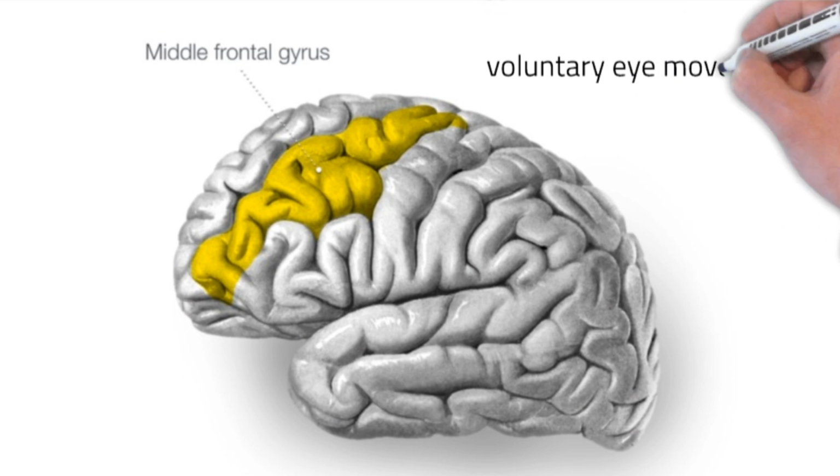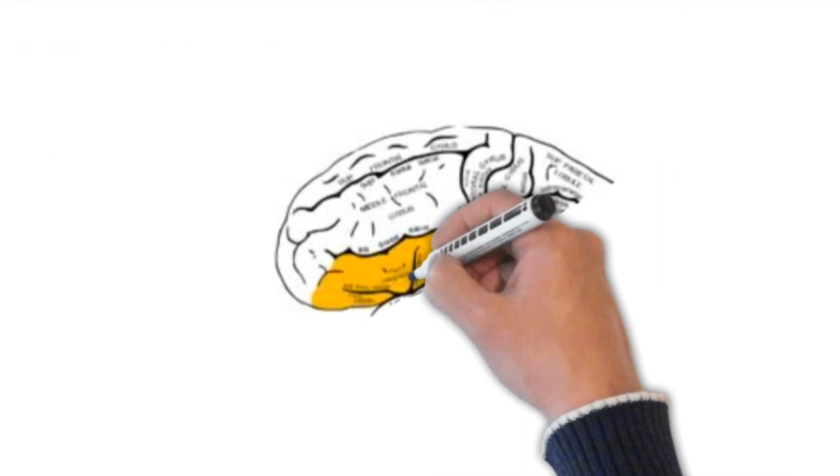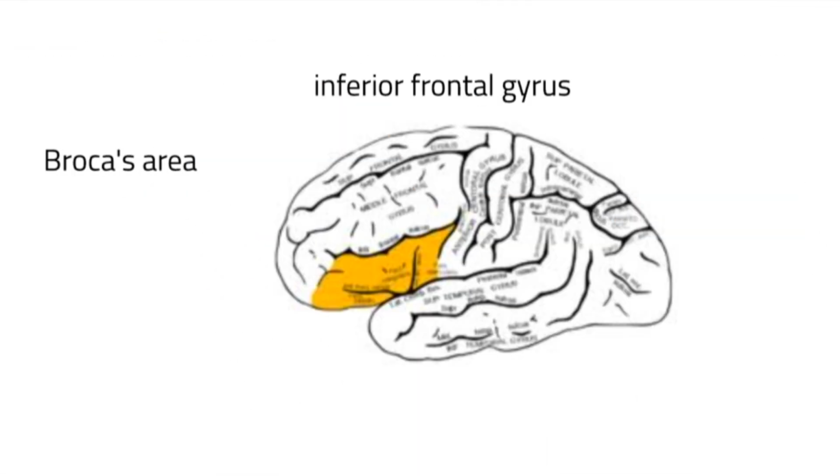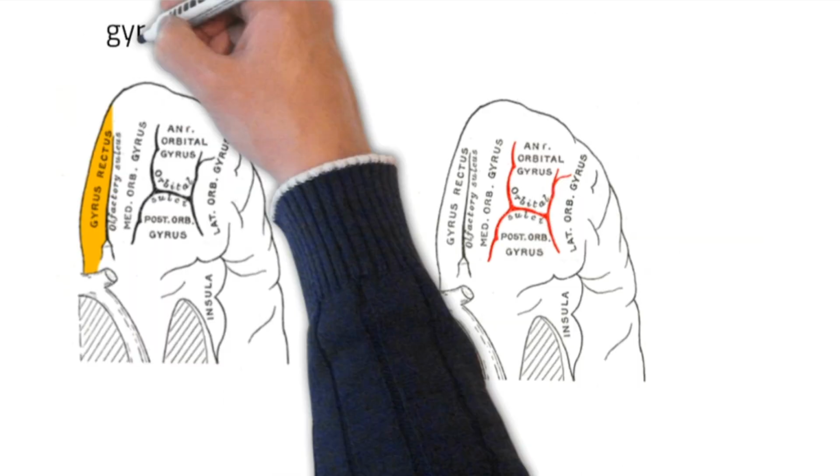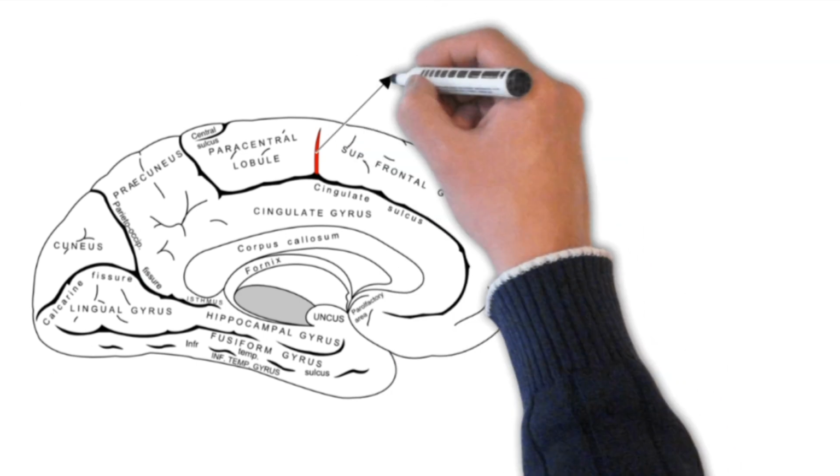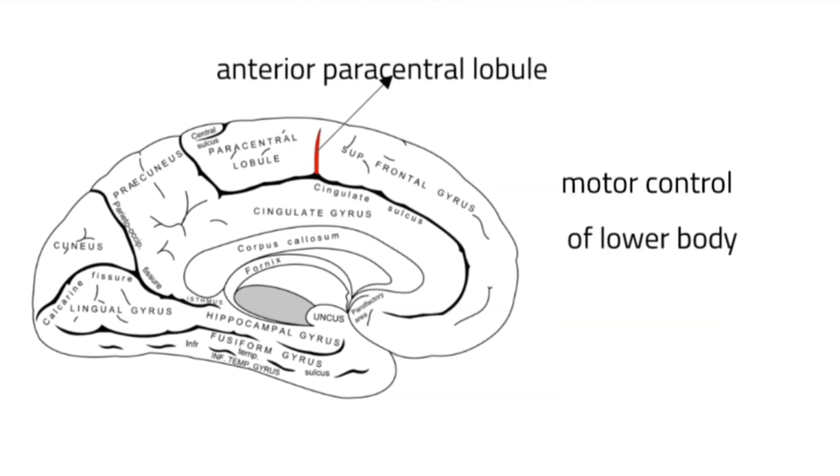The inferior frontal gyrus contains Broca's area in the dominant hemisphere, crucial for speech production. The gyrus rectus and orbital gyri are involved in olfactory processing. The anterior paracentral lobule is involved in motor control for the lower body.